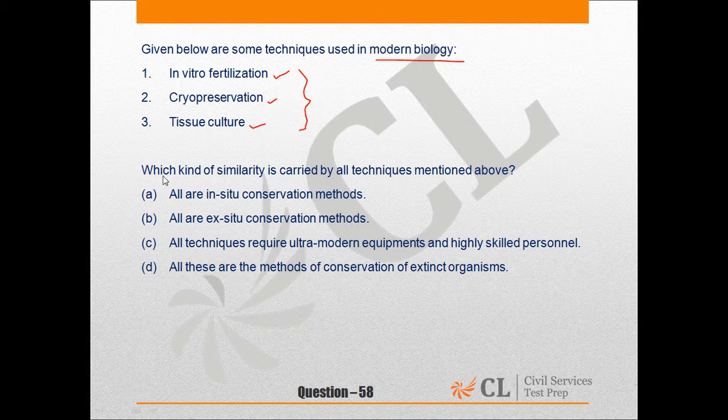So this was the background. Now let's see which of these options have the similarity. Option A, all are in situ conservation methods. No, not at all. All are ex situ conservation methods. Option C, all techniques require ultra modern equipment and highly skilled personnel. No. And all these are methods of conservation of extinct organisms. No, this one is highly irrelevant.